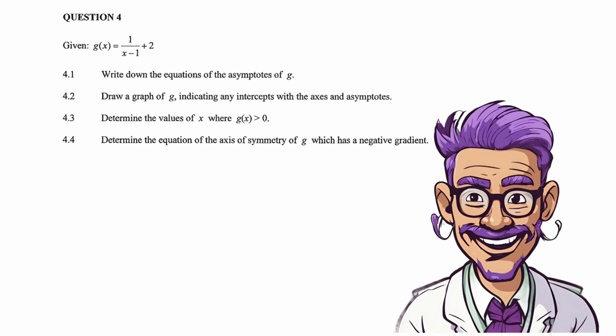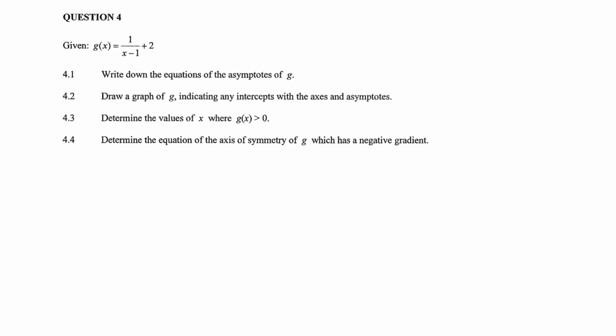We are going on with paper 1 of June 2024, and this is question 4. We are given that g(x) is equal to 1 over x minus 1 plus 2. 4.1: Write down the equations of the asymptotes of g.